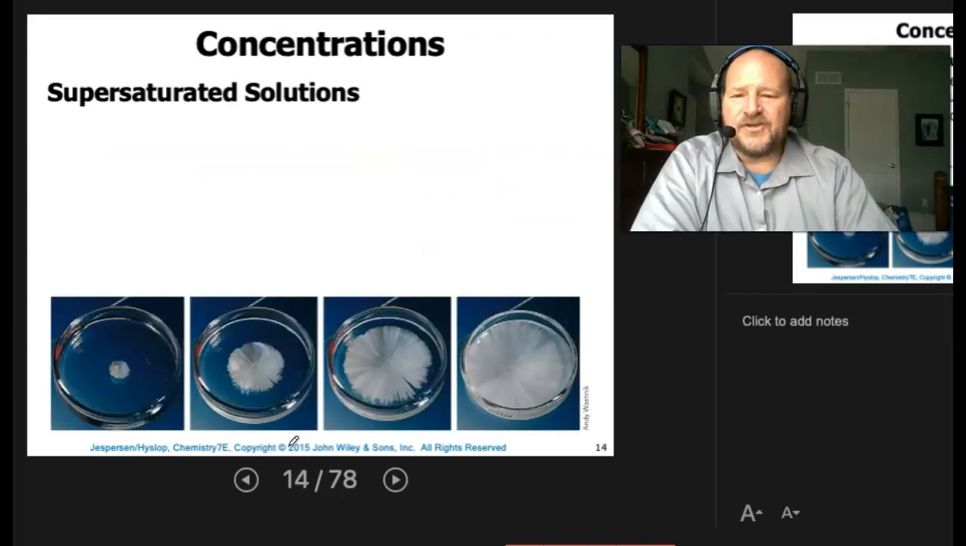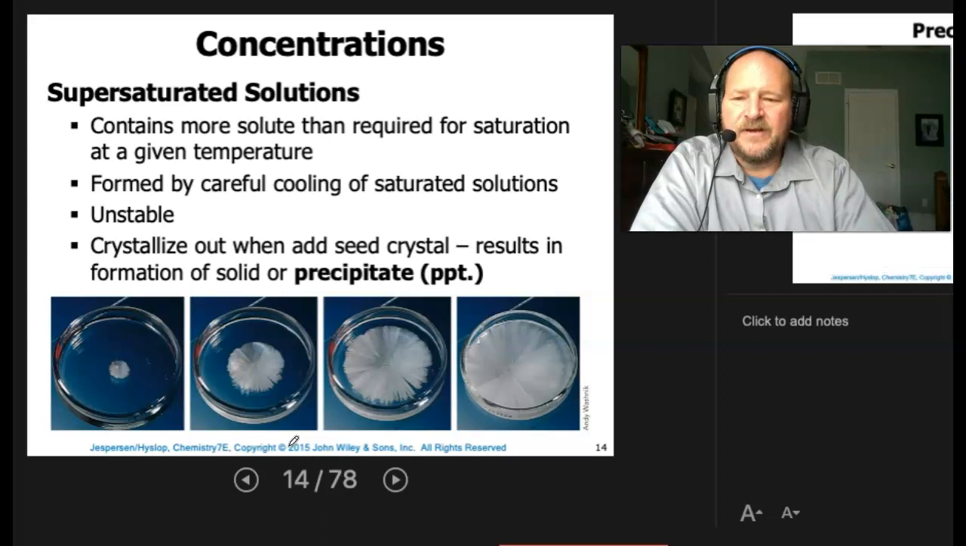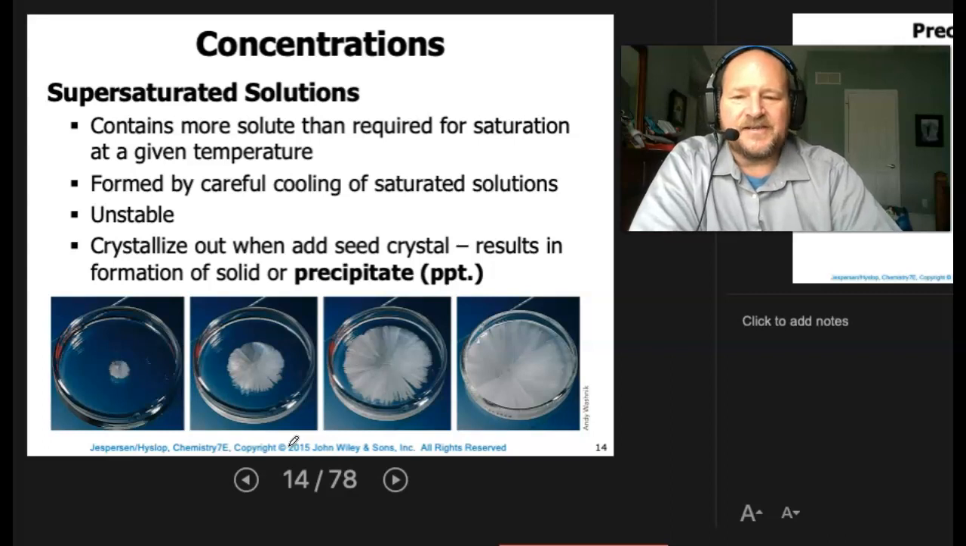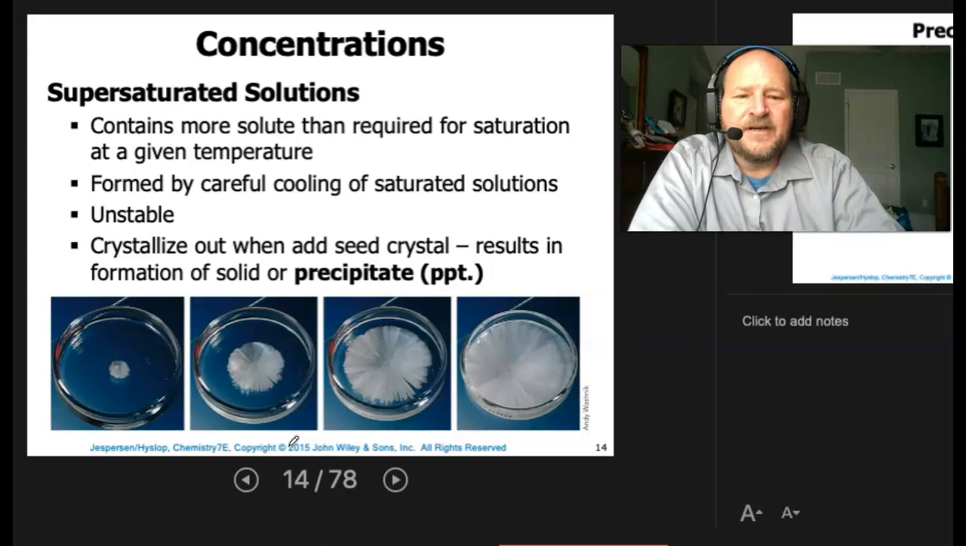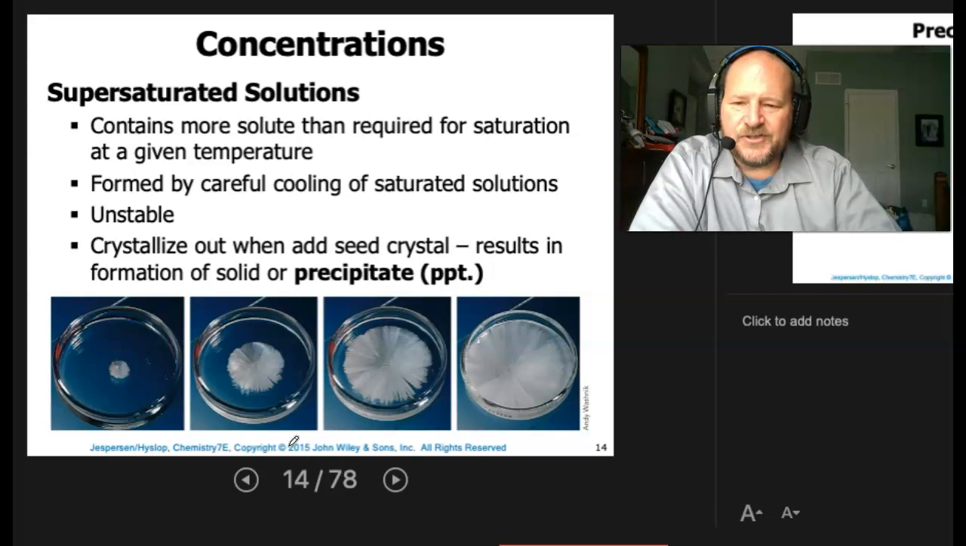So when we look at concentrations, we've seen saturated and we've seen unsaturated. We also have supersaturated. Now, supersaturated is exactly like it sounds. It's holding more than it actually can. And again, this is grandma's sweet tea right here. She's going to heat that tea up and then put the sugar in so that she supersaturates the solution. All right, so it contains more solute than required for saturation at a given temperature.